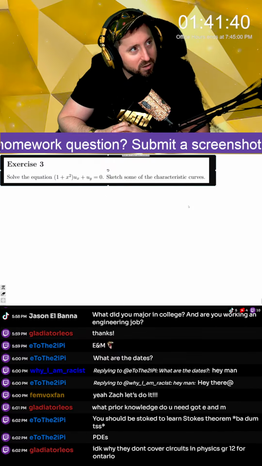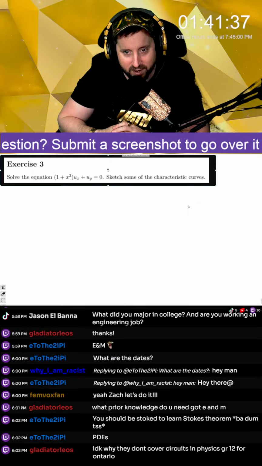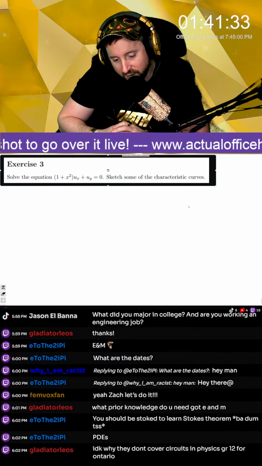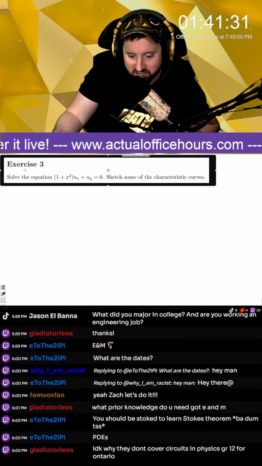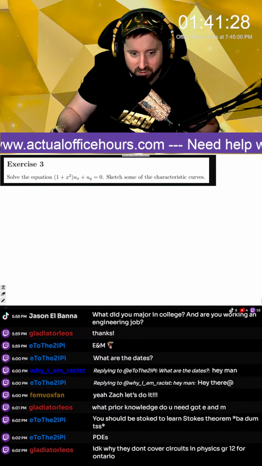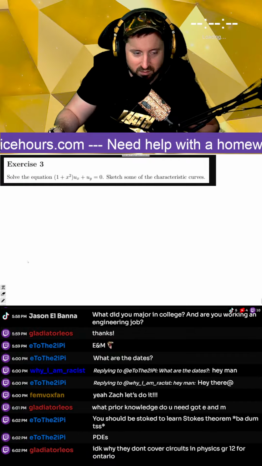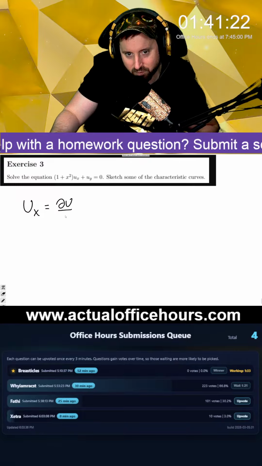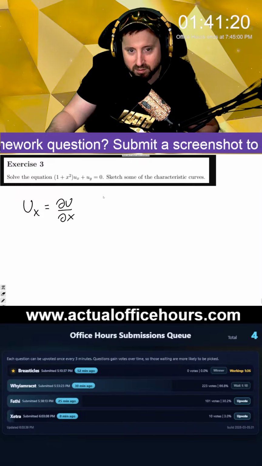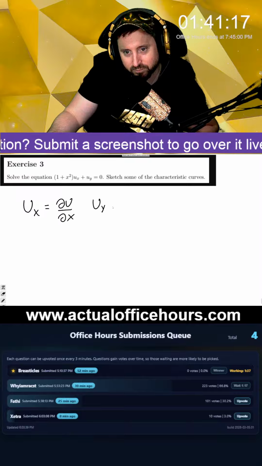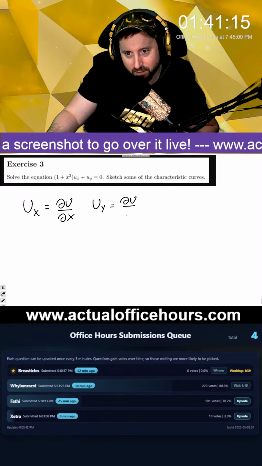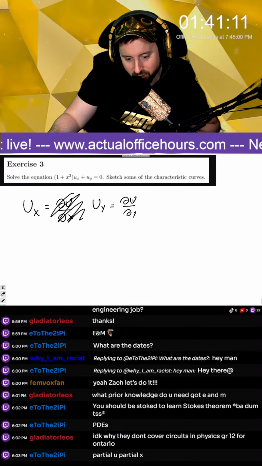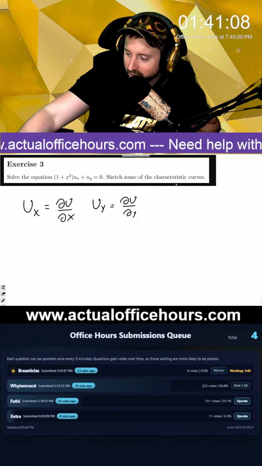Solve the equation (1 + x^2) ux + uy = 0. Sketch some characteristic curves. Okay, first of all, what is ux? I'm guessing ux is du/dx. Well, it's the partial of u with respect to x. We write ux when we're doing PDEs because it's shorthand and easier than writing out the full partial derivative every time.